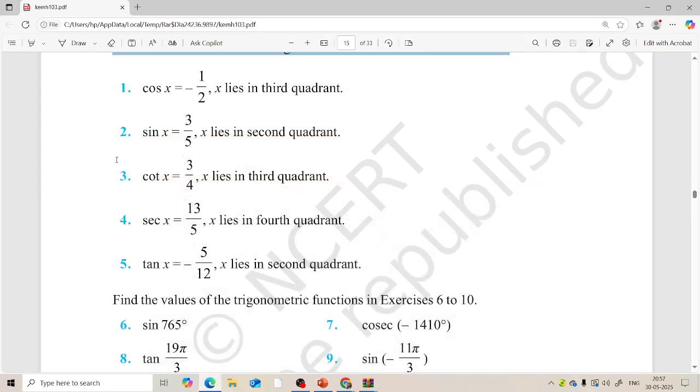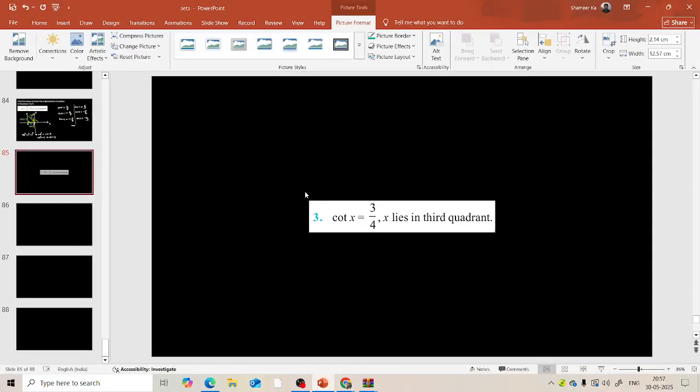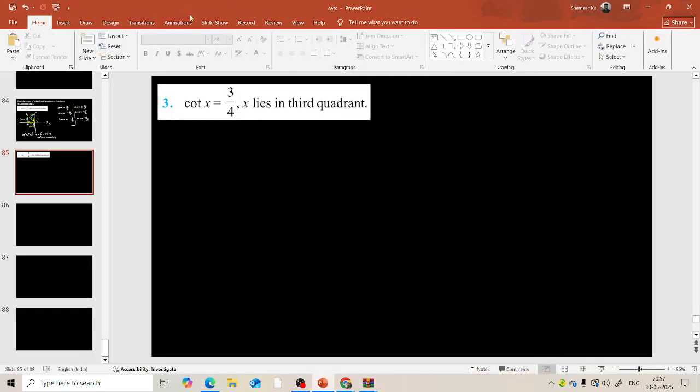One trigonometric ratio is given to us. We have to find the other trigonometric ratios. The quadrant is mentioned in the question. Listen, cot x is 3 by 4 where x lies in the third quadrant. We have to find the other trigonometric ratios. We are familiar with sine, cos, tan. We are not familiar with cosec, sec, like that.